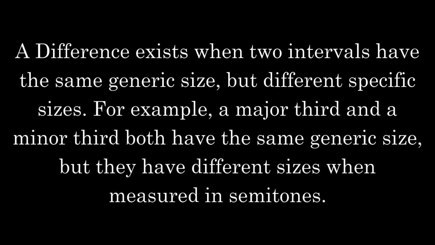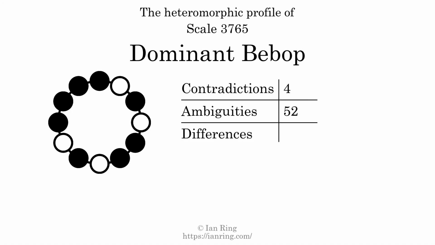A difference exists when 2 intervals have the same generic size, but different specific sizes. For example, a major third and a minor third both have the same generic size, but they have different sizes when measured in semitones. The number of differences in this scale is 126.